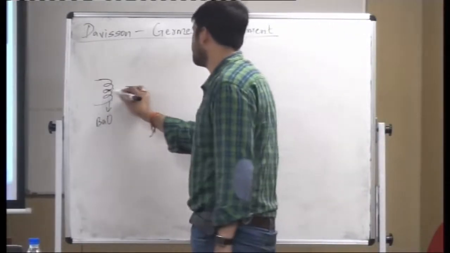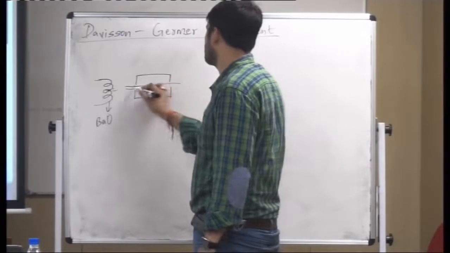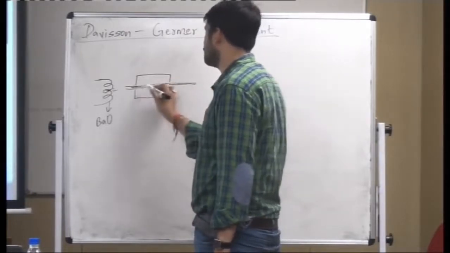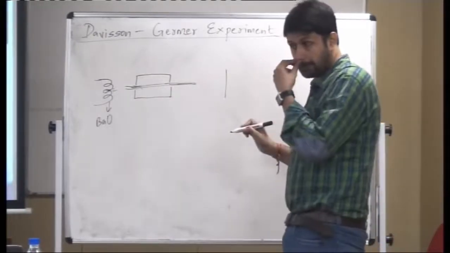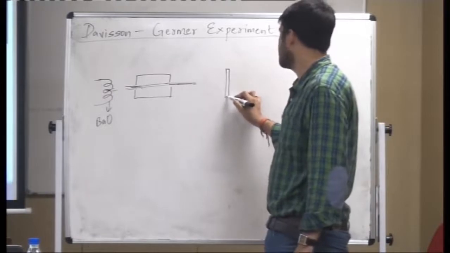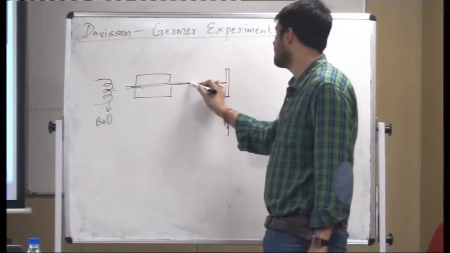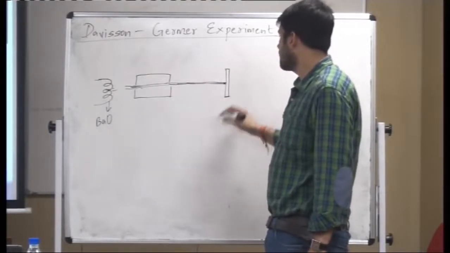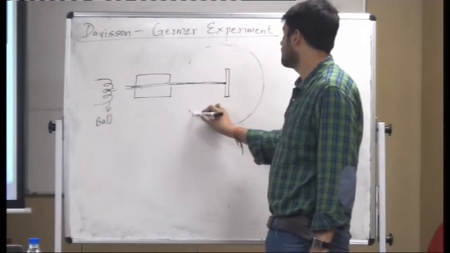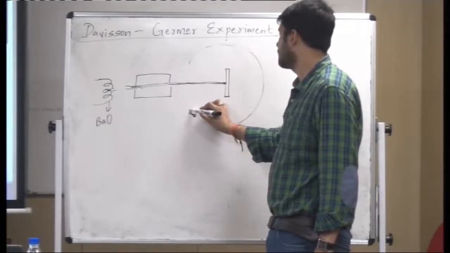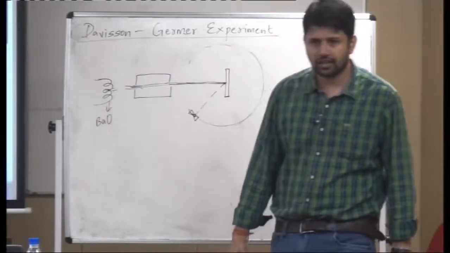So electrons were ejected from here. Here was a device called a collimator, whose purpose is to produce a narrow beam of electrons. It was incident on a metal target. Okay, this is a nickel target, right? It was incident here, and this is a circular detector.